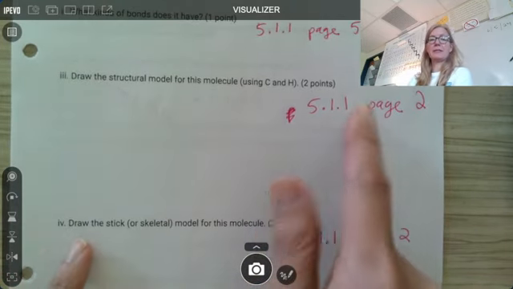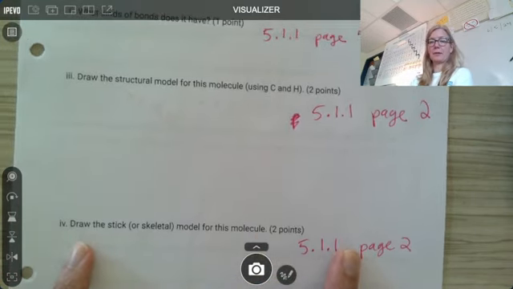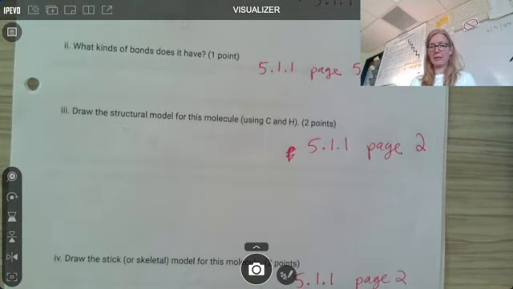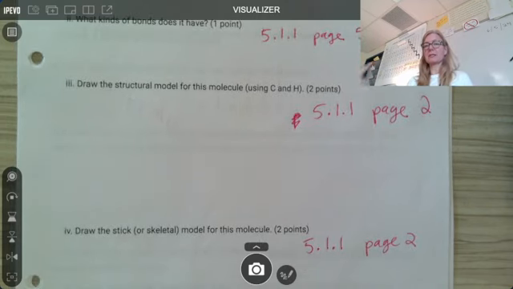But keep in mind that the example on this page is not pentane. The example on this page, I believe, is propane, but based on those examples, you can figure out how to modify it to make it pentane rather than propane.